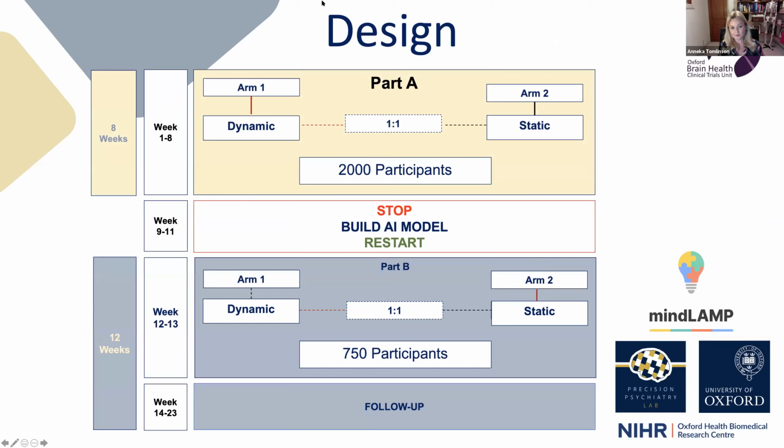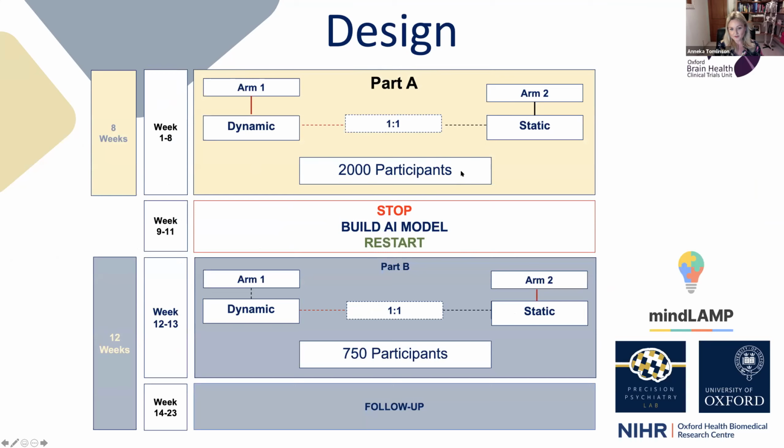And this was the biggest change that we've made to it, really. And this is to actually inform the dynamic arm. So the screen is split, and the top part of the screen in yellow is part A of the trial. So this is where we said, okay, we want to recruit 2,000 participants.